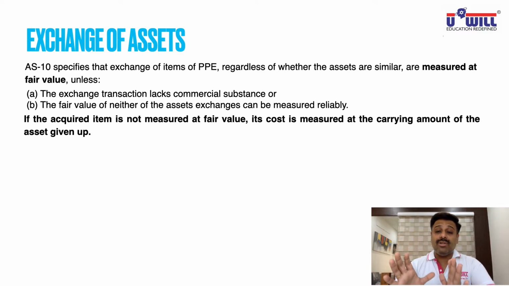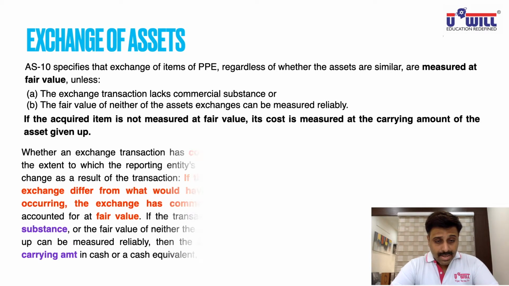So at least book value, the value of the asset given, will be available in your books, in your balance sheet. Then the asset acquired will be measured at the book value of the asset which you have given, the value in your balance sheet. Okay, if the acquired asset is not measured at fair value because of A and B reasons above, then whatever asset you are giving, the book value of that asset would be taken as the value of the new asset. Okay.